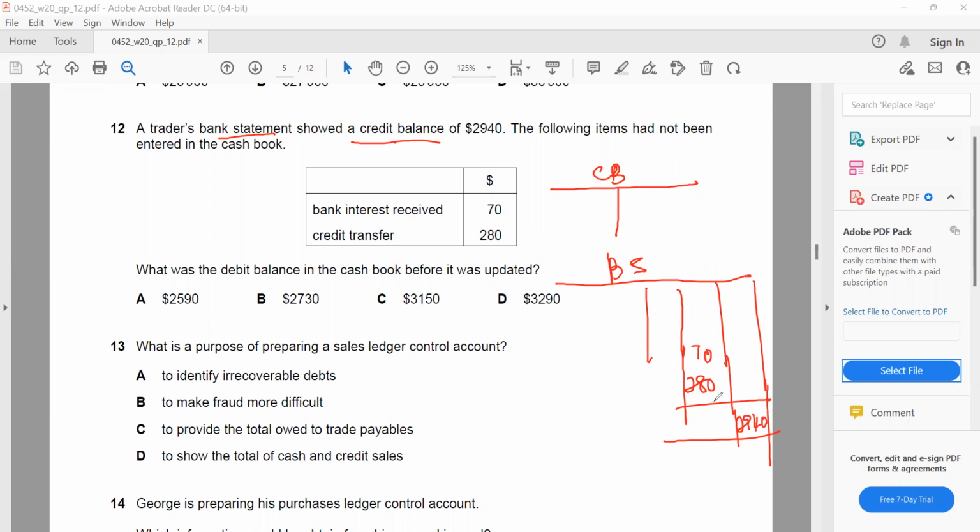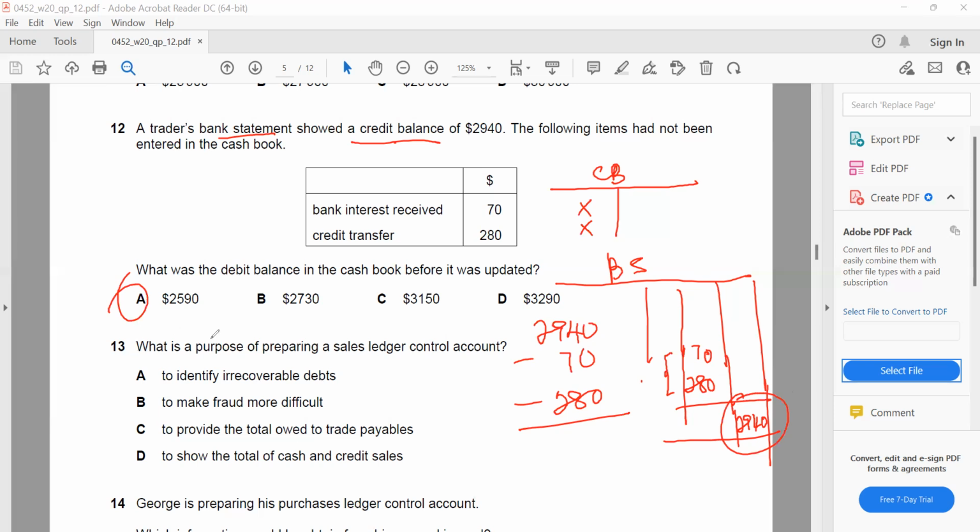2,940. This is the bank statement amount. But these are not updated in the cash book. That means they do not appear yet in the debit side. So in this case, assuming no other differences, by right, the amount should be lesser. Lesser by how much? Take 2,940 minus 70 minus 280. So let's see, 2,590. So the answer is 2,590. This is the amount.